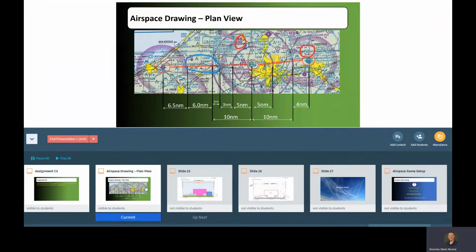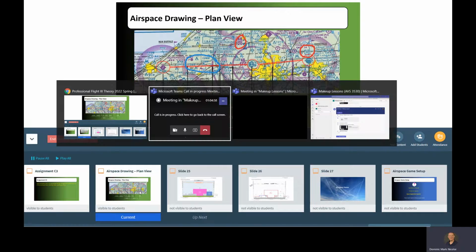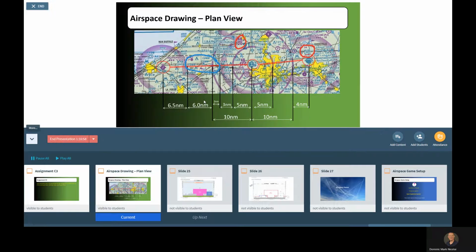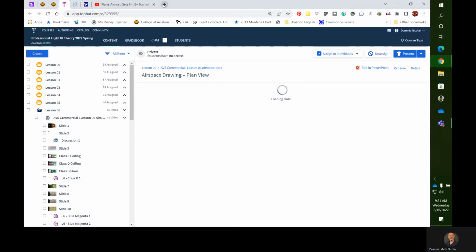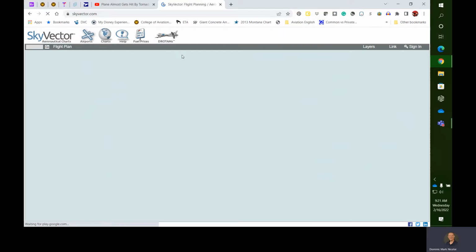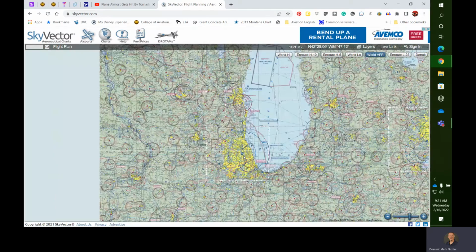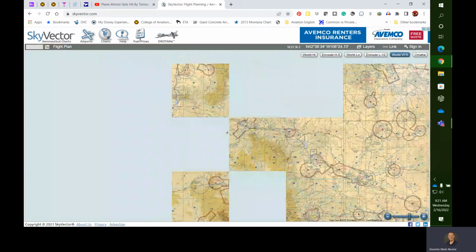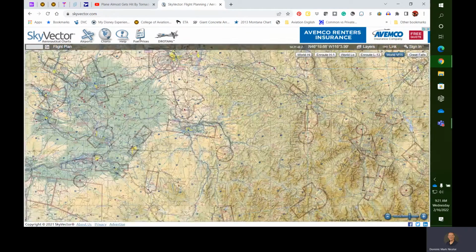Yes. Are we going to go over flyway charts and stuff? No, that's why I want you to use SkyVector. All right. Can you show us how to access those? Okay. All right, bring the computer back up for you. We'll go out west. I'll go out to Seattle.